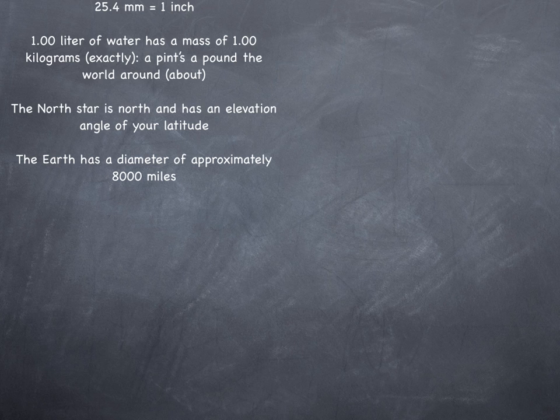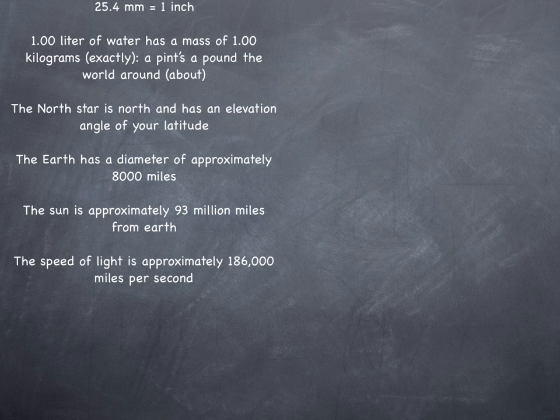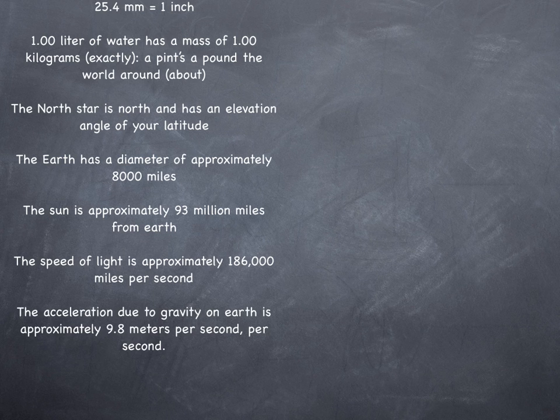The North Star, I hope you know where it is and its elevation, which is your latitude. The Earth is approximately 8,000 miles in diameter and 93 million miles from the sun. Speed of light is 186,000 miles per second.